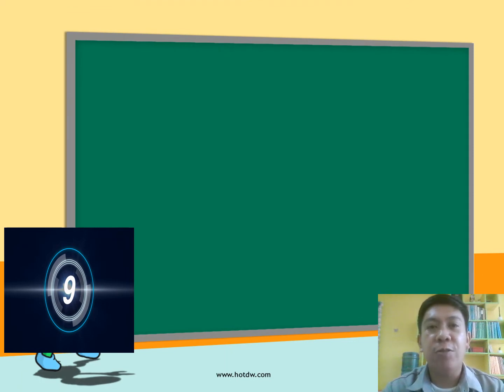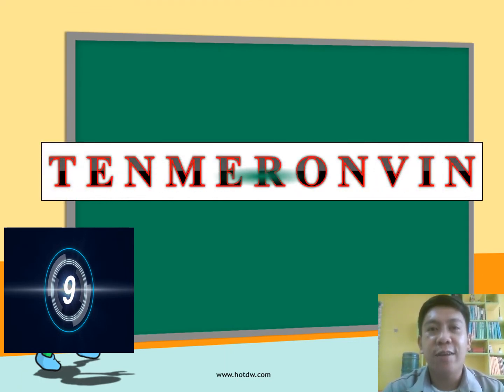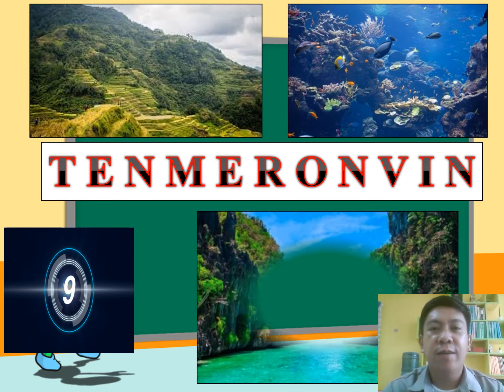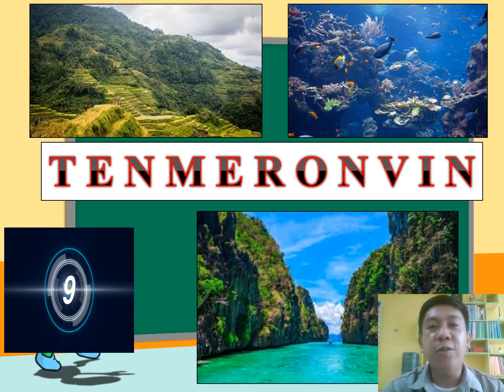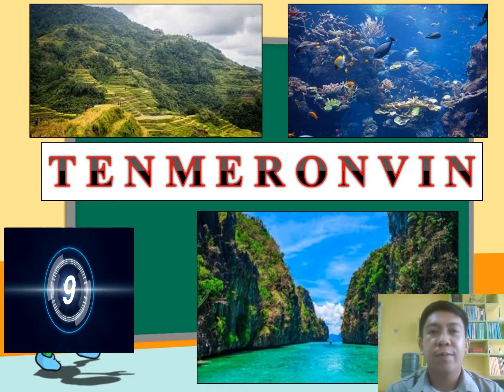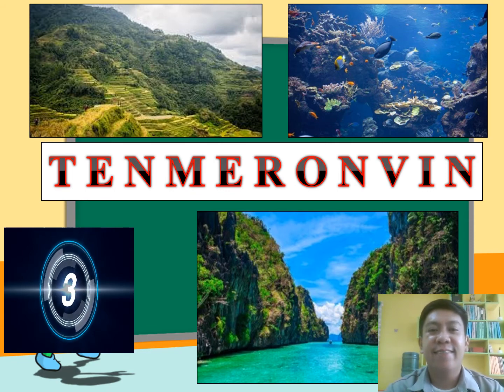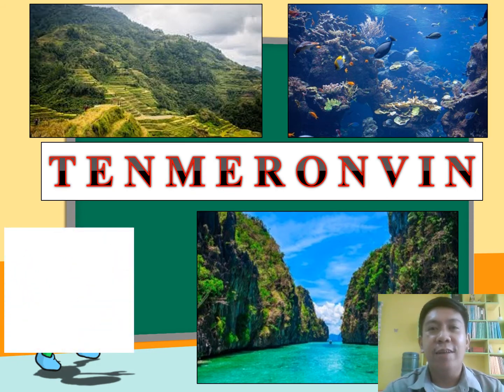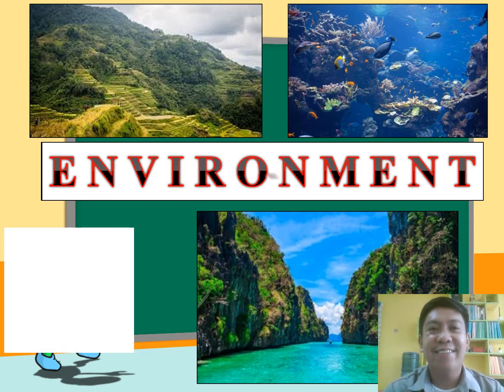Now, for our third jumbled letters. Here are the pictures. Now, I will give you 10 seconds to decipher what is the meaning of the jumbled letters. Time's up. The answer for these jumbled letters is environment. Very good.